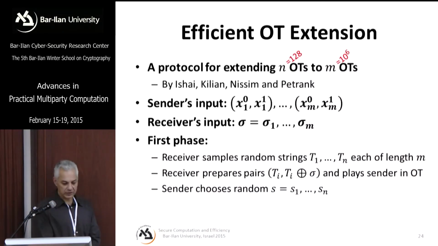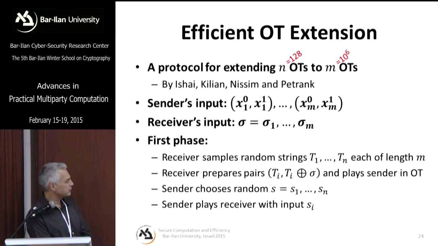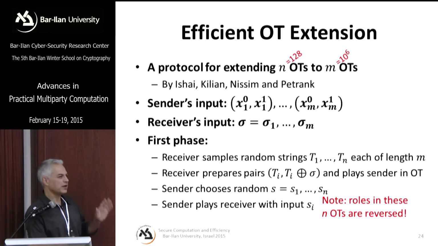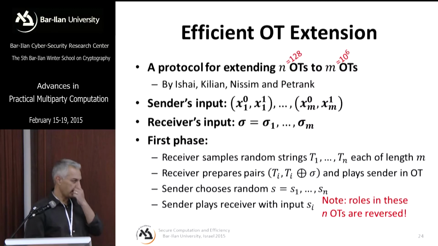Now, the actual sender in the real oblivious transfers chooses a random string S of n bits, 128 bits, and uses it as a receiver in these oblivious transfers. The thing that is very confusing here is this: we have the oblivious transfers that we want to implement, where we have a sender and a receiver. In the base OTs, we reverse the roles between the two.